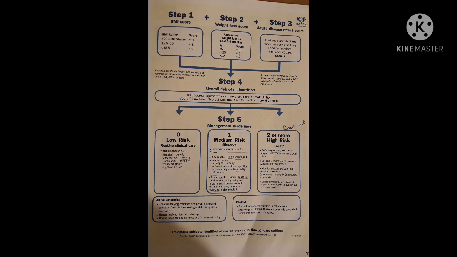So here you can see step 2. Step 2 is number 2 is 2 or more, high risk, which means the patient is at high risk of malnutrition. You can see here, 2 or more, high risk, treat. So how you're going to treat it, you can read it here. Refer to the dietitian, nutritional support team, or implement local policy.